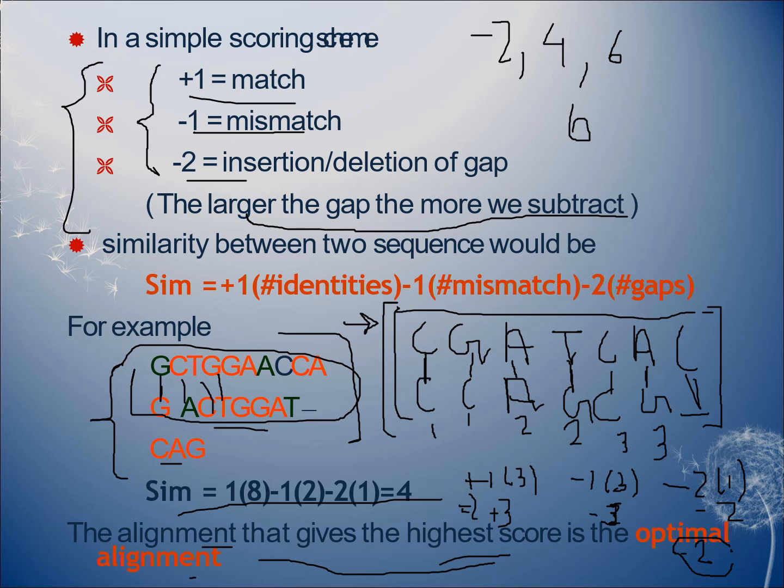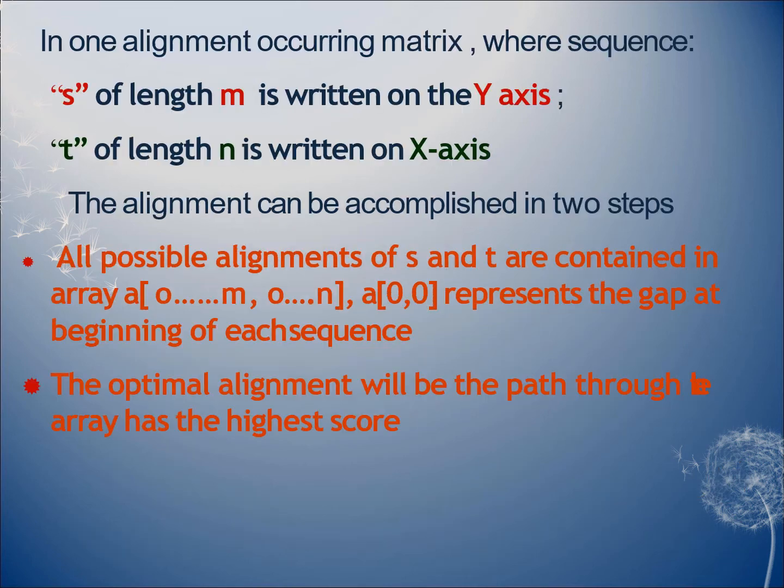In that we have to make a proper matrix, and then we have to calculate the scores. It is not as simple as this. As you can see, here you just have to find matches and mismatches as well as gaps, whereas there you have to calculate every point of the matrix, and then you will get the optimal score. So moving on with this.